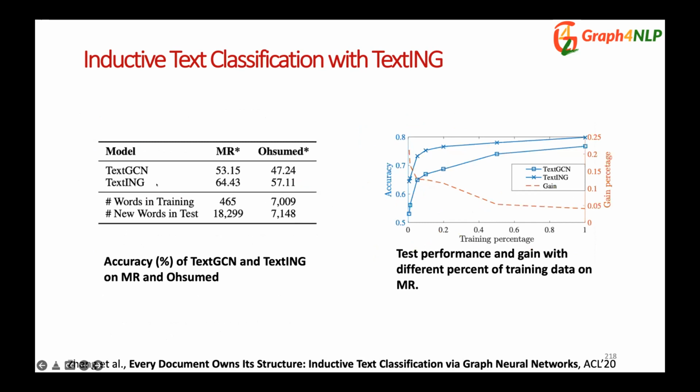In this work, they compared TextING to the previous work, Text GCN, and you can see that the performance is better on different datasets. They also test the performance gain with different percentages of training data. It shows that the advantage of TextING is more obvious when the dataset is limited. If you use just a little training data to learn the two models, TextING can have significantly better performance than Text GCN.